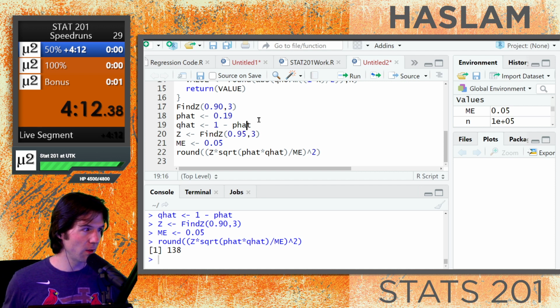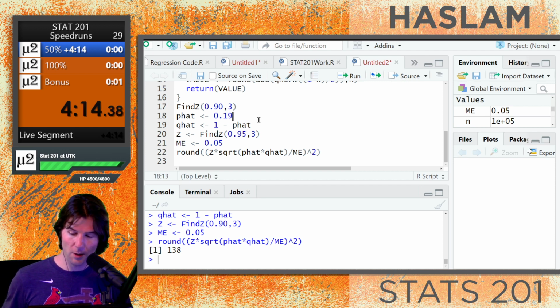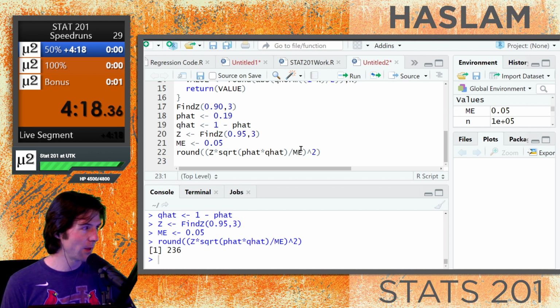Was it margin of error 5%? Here we go. 236. And I'm going to make this better. 1.96, 95% confidence. Yep, we got that right here. Margin of error. There's margin of error being saved.